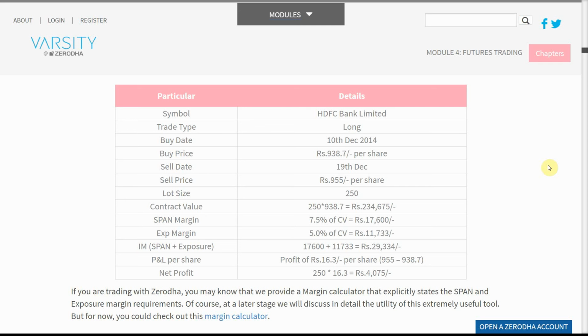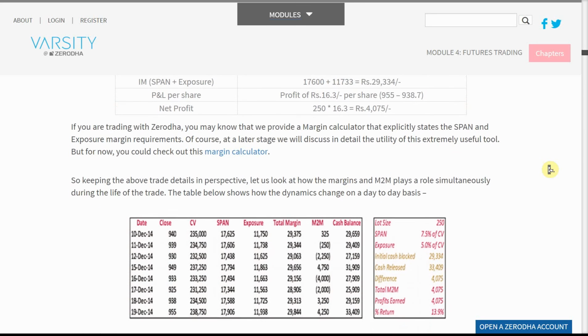IM, span plus exposure, 17,600 plus 11,733 equals 29,334 rupees per. P&L per share, profit of 16 rupees and 30 paise per share, 955 minus 938.7. Net profit 250 * 16.3 equals 4,075 rupees per.